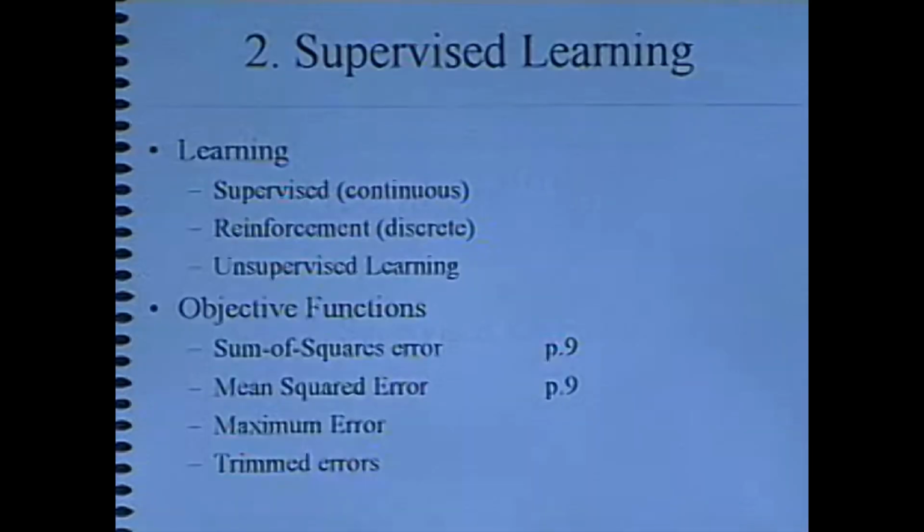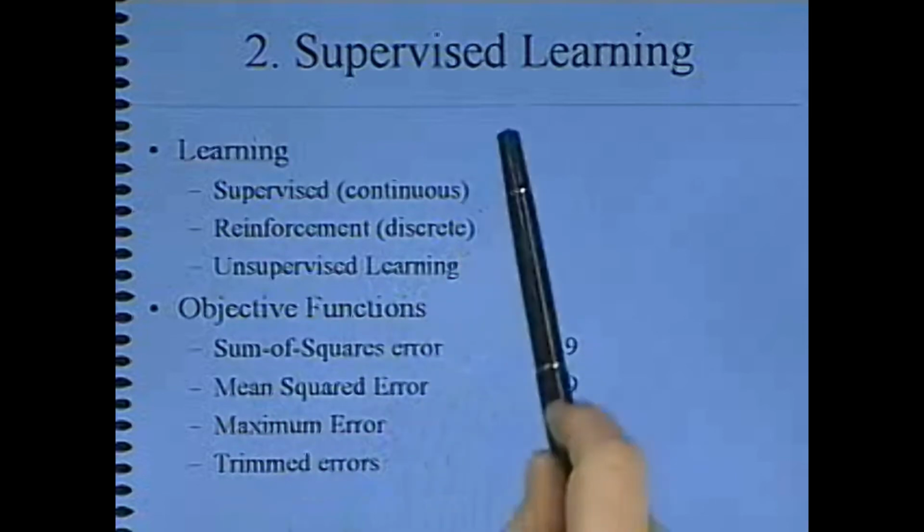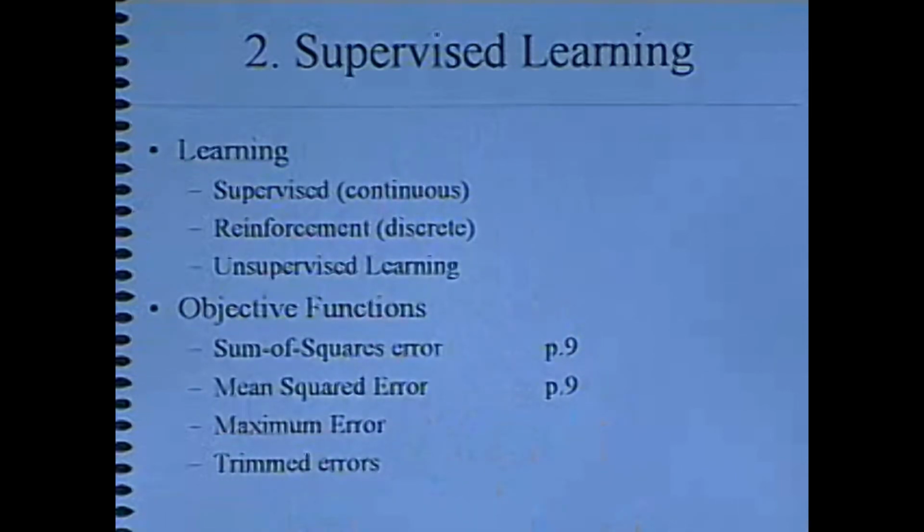Okay, let's talk about supervised learning and the difference between supervised and unsupervised learning. Supervised learning occurs when your data is tagged with a classification. You recall the iris data? All of you looked at the iris data?